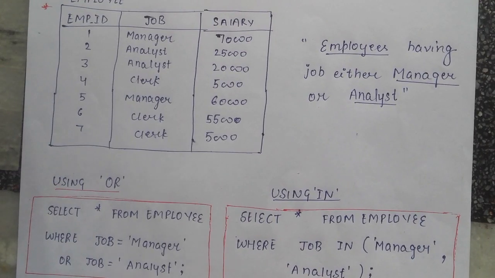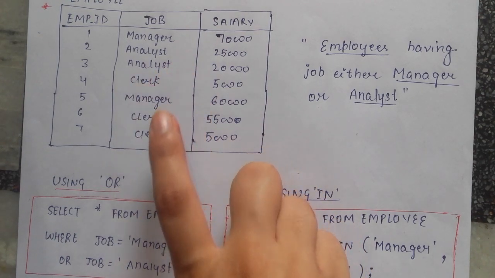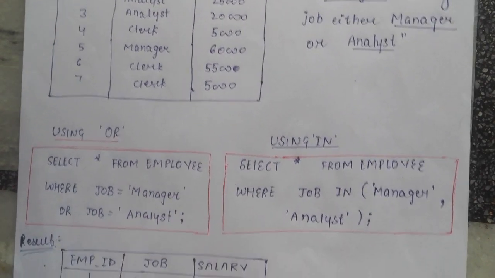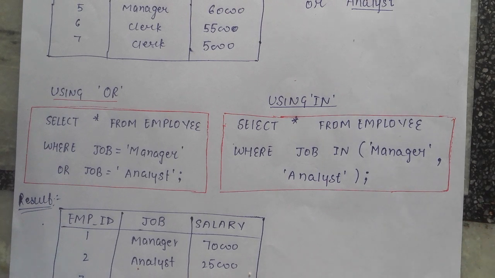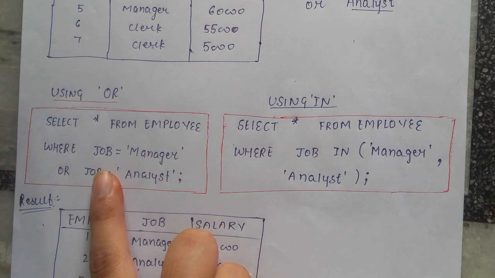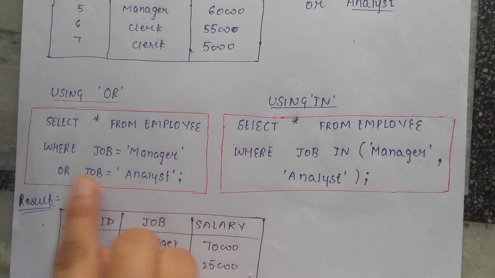For example, how many employees are there whose job is not manager and analyst? These are the three employees, that is 4, 6 and 7. So it will return these three records. So this is the use of the NOT IN operator, and this is the use of the IN and NOT IN operators. These are used when we have only one condition and there are multiple options of that condition. To reduce our time wastage and redundancy and to write a short query, we use the IN operator instead of the OR operator.